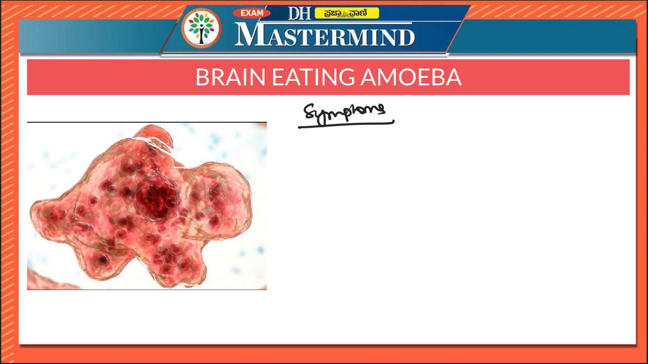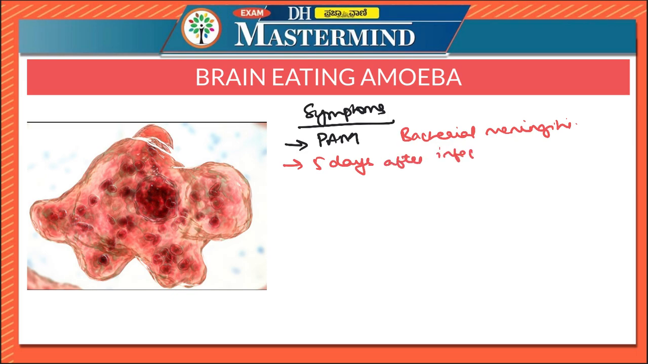Naegleria fowleri, as I've already told you, causes primary amoebic meningoencephalitis, which is a brain infection that destroys the brain tissue. In the early stages, symptoms of PAM may resemble bacterial meningitis. If we look at the incubation period, usually the first symptoms of PAM start about 5 days after infection, but the incubation period ranges from 1 to 12 days. And what are the symptoms?